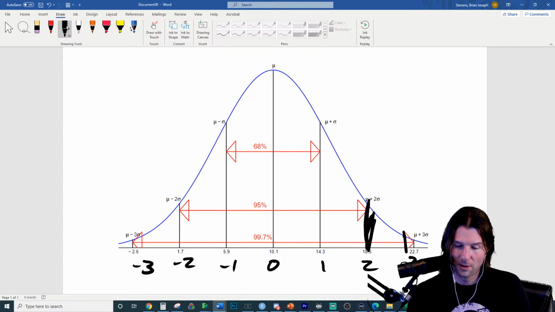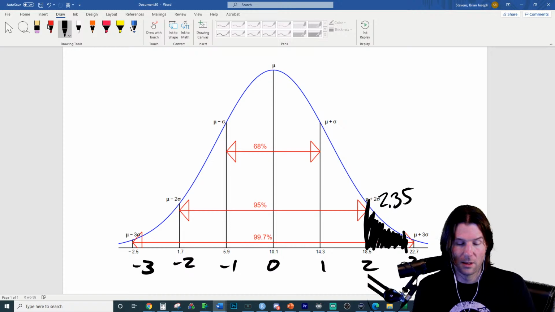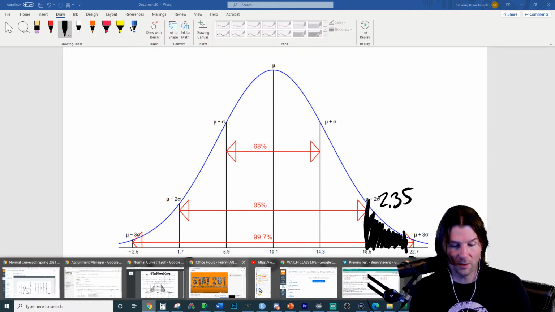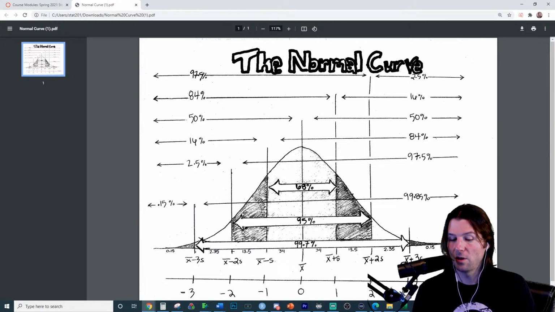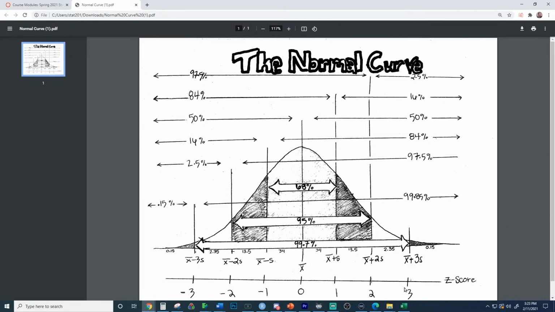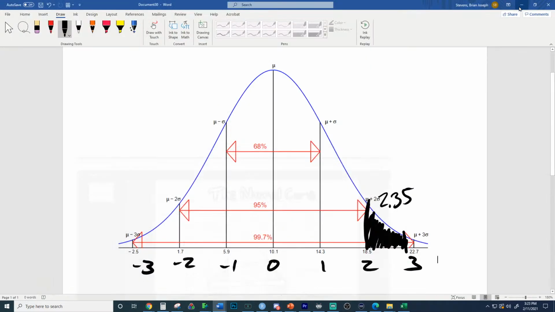The answer is going to be 2.35. If you go straight to the cheat sheet, you can just look at the answer. We're between the z-score of 2 and 3, where the numbers are at, and that's 2.35% of the area. Here's how to get it without the cheat sheet.